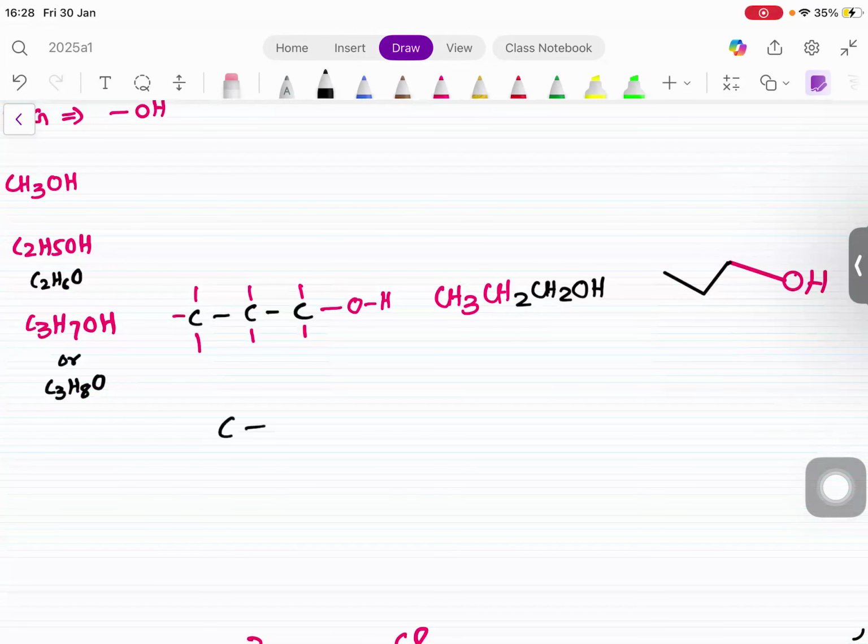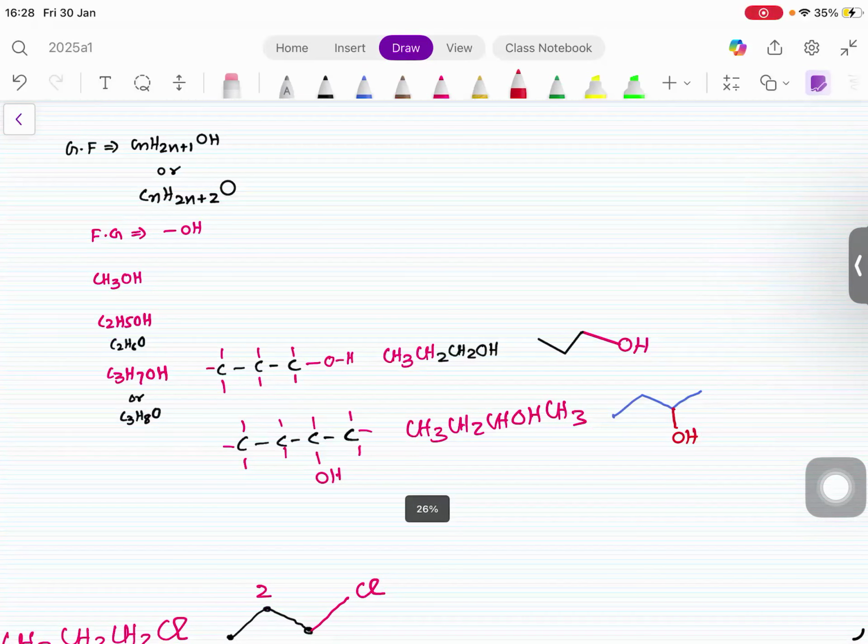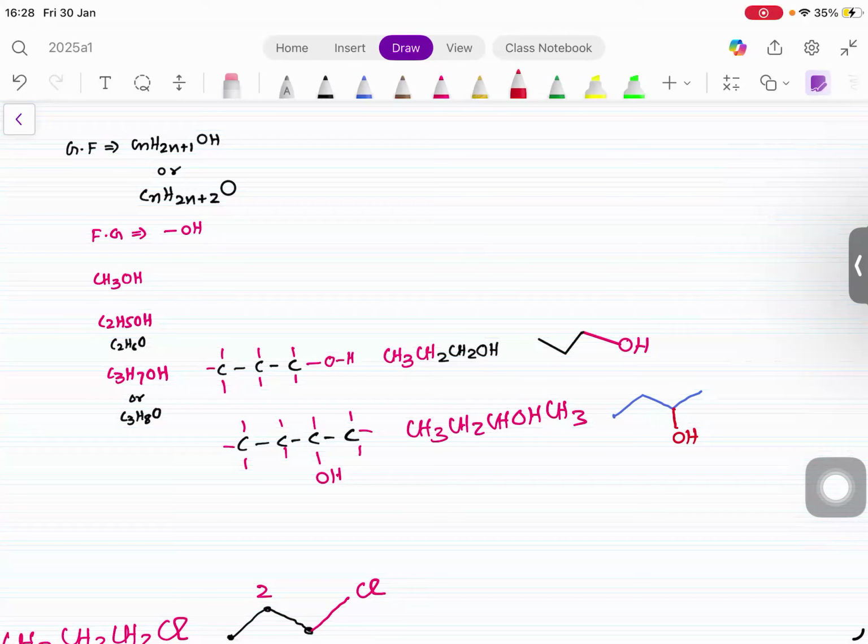If you have 4 carbon, 1, 2, 3, 4, and OH is somewhere in the middle like this, it will look like this: CH3, CH2, CHOH. You can put them in brackets if you want. It's up to you. 1, 2, 3, 4, and then this is OH. Is it clear?